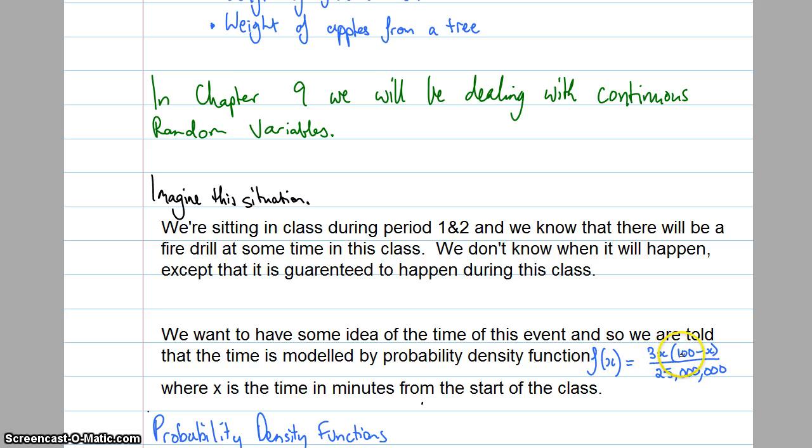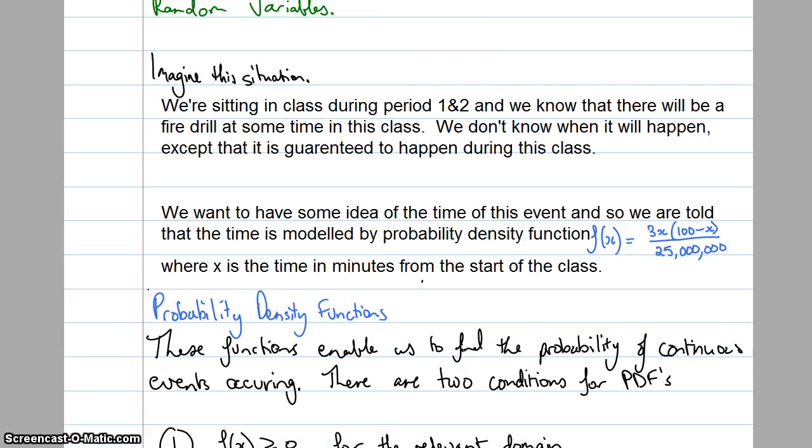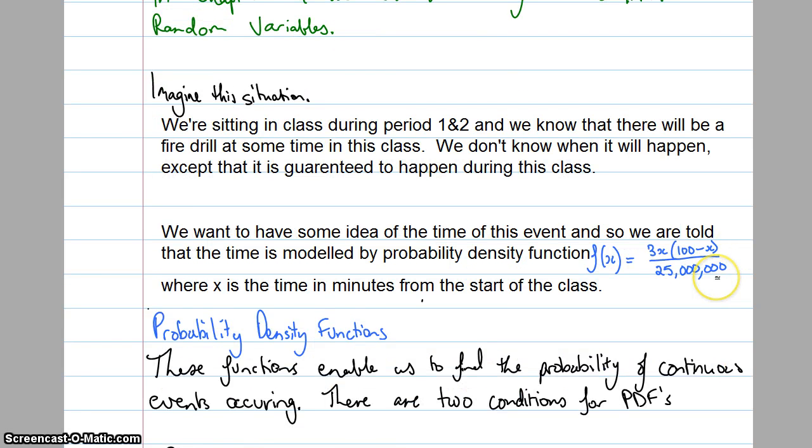It is 3x multiplied by 100 minus x, all over 25 million, where x is the time in minutes from the start of the class. Okay, and I should put the boundaries of this, the domain. The domain is from 0 up to the end of our class, which is 100 minutes. Every other point is equal to 0, and I should write that a little bit better. I might do that a bit later.